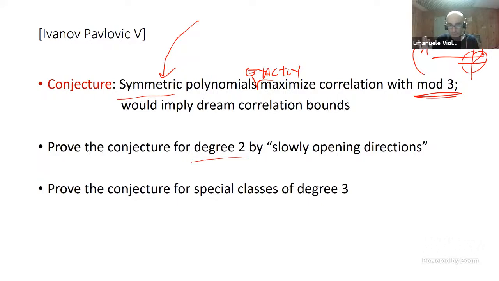So I'm not going to say more about this proof because I want to discuss other things. But the case of degree 3 is open. It's only known for some special classes of degree 3. I think it would be nice to prove it for degree 3, but it's not known. Any questions?